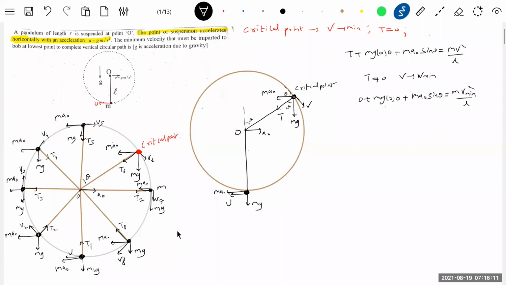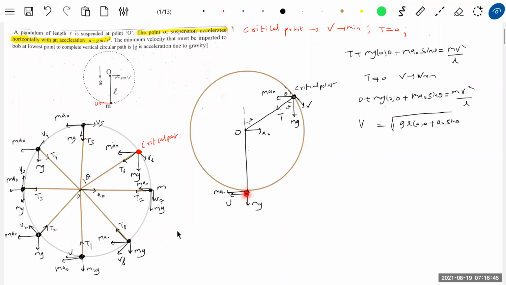Okay, this is what we are bringing. So what is that theta? Theta is unknown. So for v minimum, we'll write the equation: v square will become gL times cos theta plus a naught sin theta. Keep this equation in hand. In the end, we'll substitute here. Let it be v only. Now apply conservation of mechanical energy.